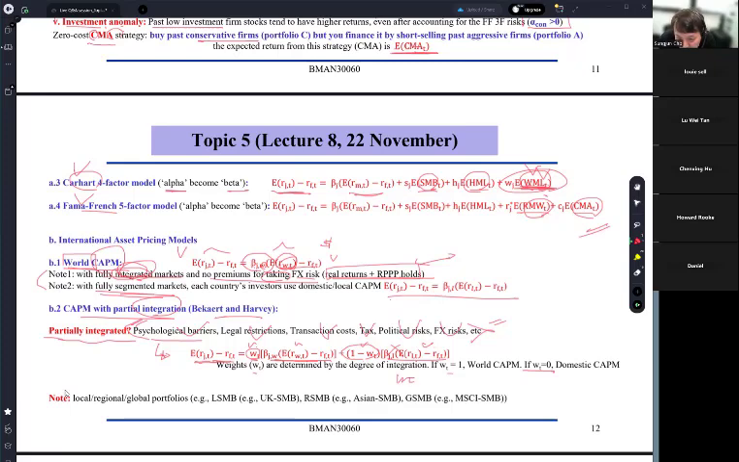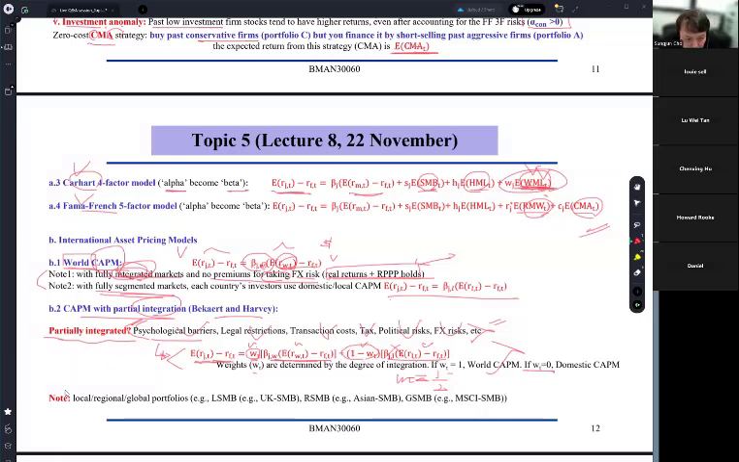If WT is between 0 and 1, like a half, then you're gonna put 0.5 weight to world CAPM and 0.5 weight to domestic CAPM, right? So it's intuitively clear, I think.